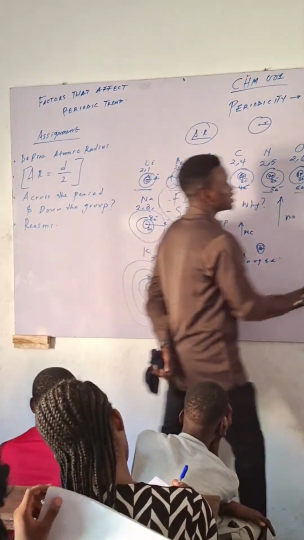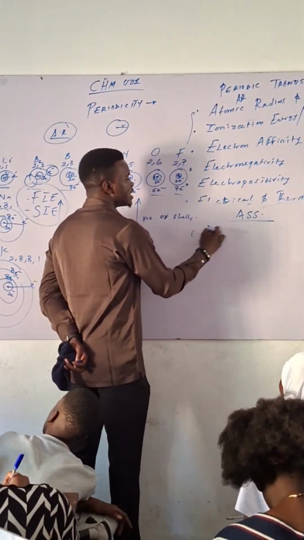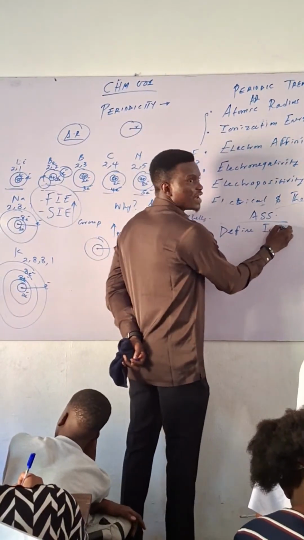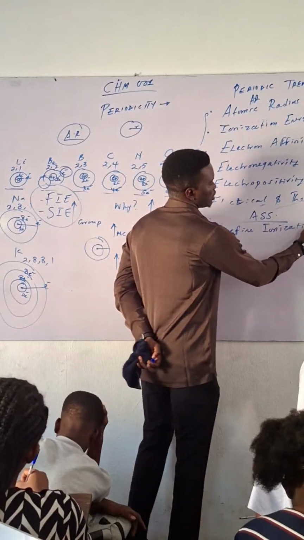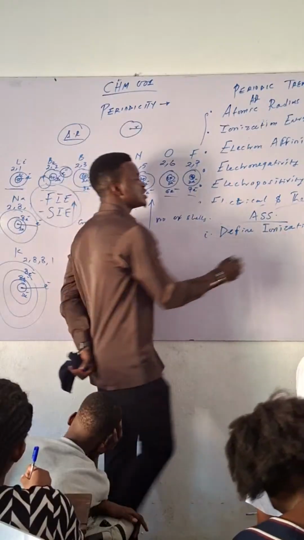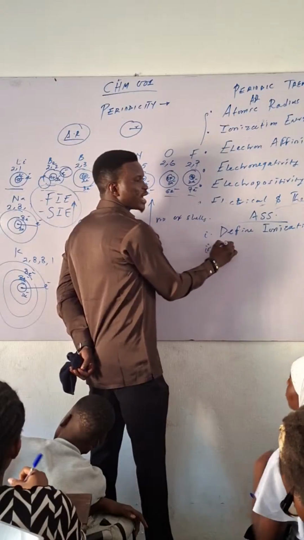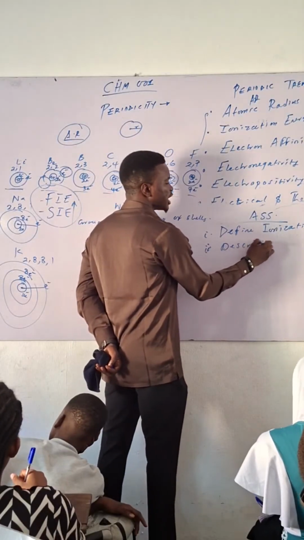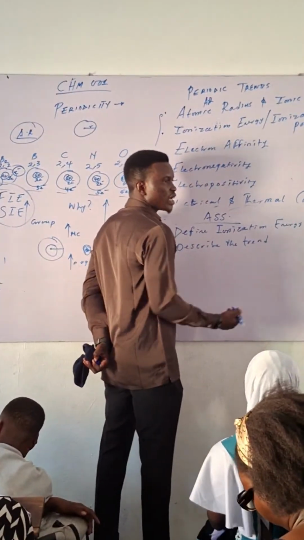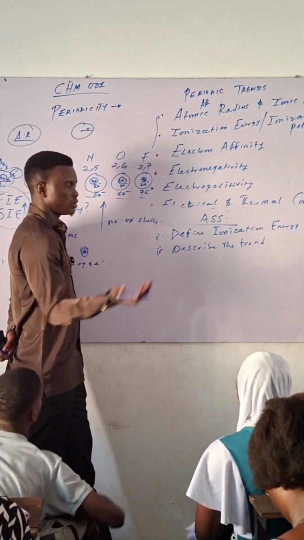So next assignment. Define ionization energy. I've explained it already, but the definition is also important. Define ionization energy. Describe the trend, and try to understand it. When you understand it very well, when we are about to conclude the topic, it won't be a problem.